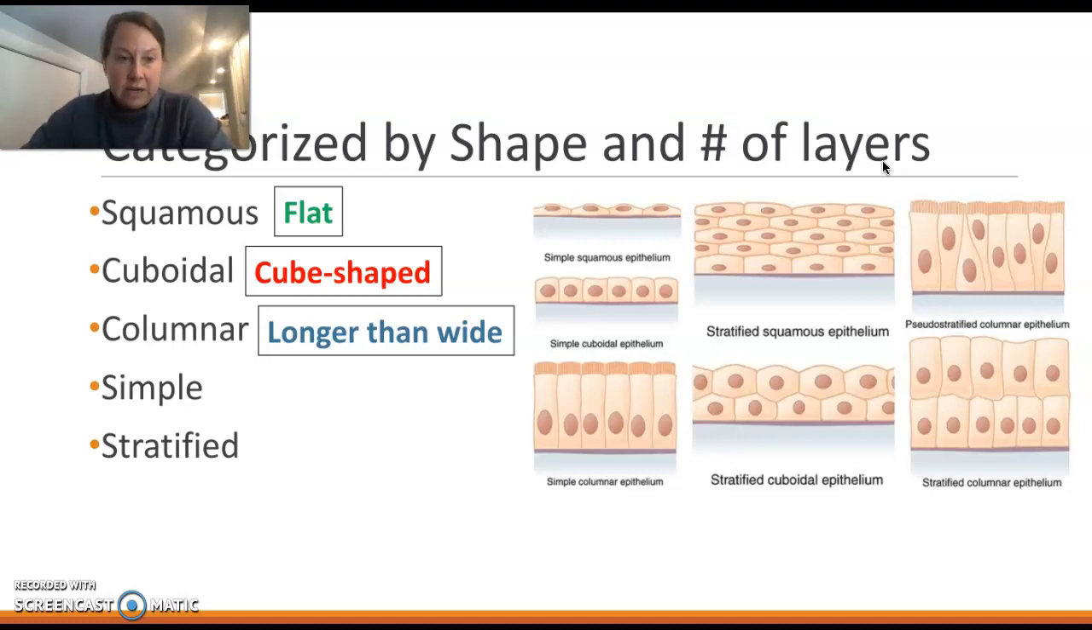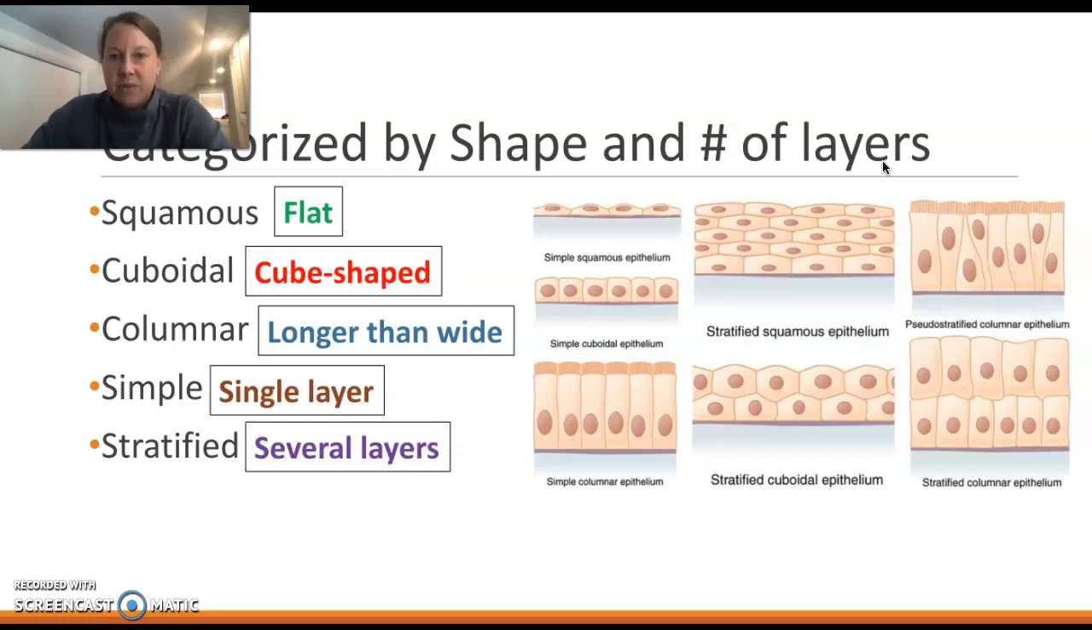Okay, and then moving on to the layers, there's simple. That just means we have one single layer, and then stratified. That means that we have multiple layers. So if you look at the picture over here, we combine those two words: the number of layers and then the shape.